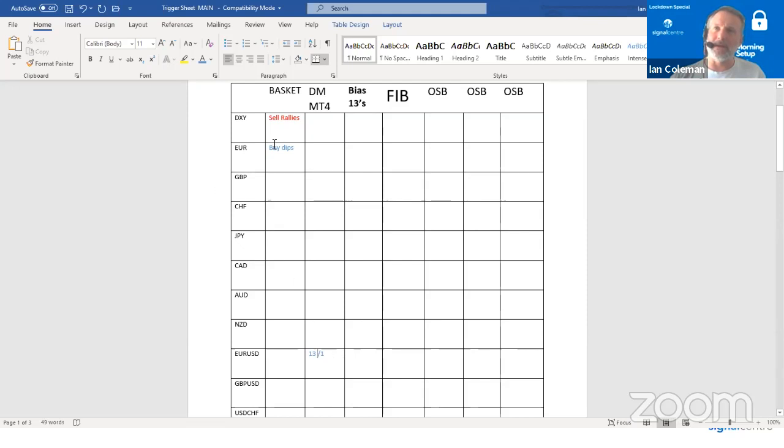Now, if I go up here, and this is just the two currencies that I've looked at up to now, it says that I should be buying dips, and I should be selling rallies in this currency pair, because the dollar and the euro obviously make up euro dollar. So I'm nearly there with these two. Well, the homework I've done up to now is telling me that I should be buying dips, basically.